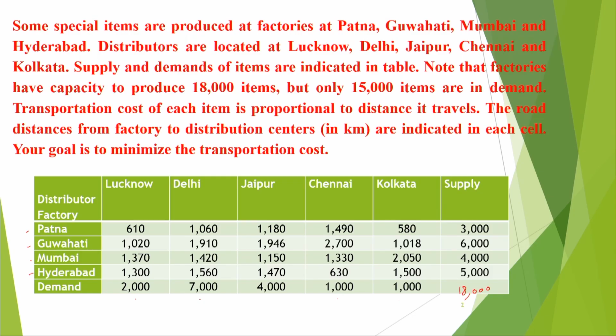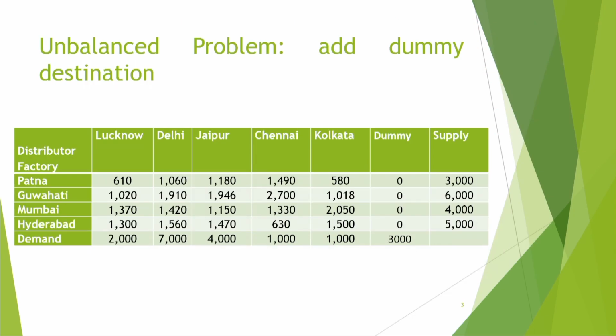That means, in what manner should you send the items to different places? From Patna, should I send to Lucknow? Maybe it appears that even Kolkata is nearer, 580. So how many items should we supply? Patna makes 3000 items. But if Kolkata needs only 1000, maybe I can give 1000 to Kolkata, and the remaining I have to give to other places. Like that we have to do it. So we have to minimize the transportation cost. This is the problem. This type of problem is called a transportation model. We have to make a model, that is the transportation model.